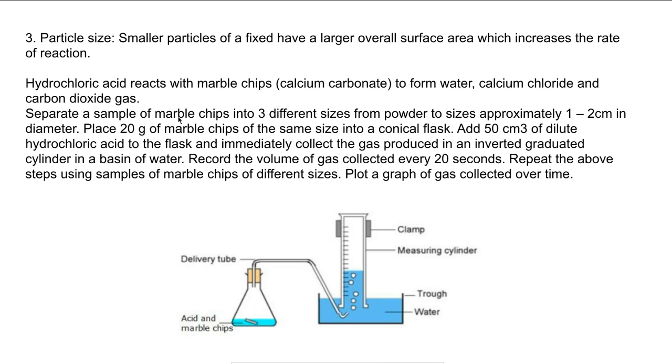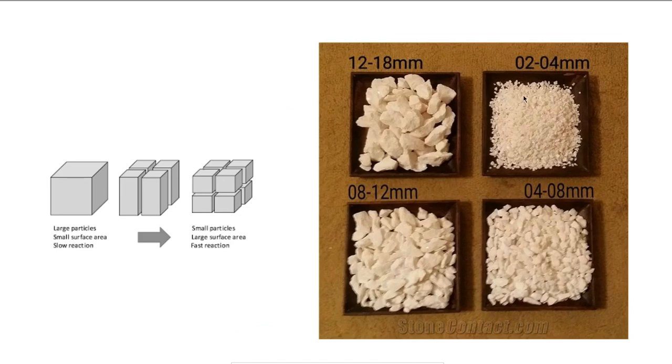In this case, we're going to have the same temperature, the same concentration of acid, but the only thing we're going to change each time is the size of the marble chip pieces. Okay. So what we can do is we can grade or separate our marble chips out into different sizes. Okay, you can make a prediction. Which size do you think will have the faster reaction rate?